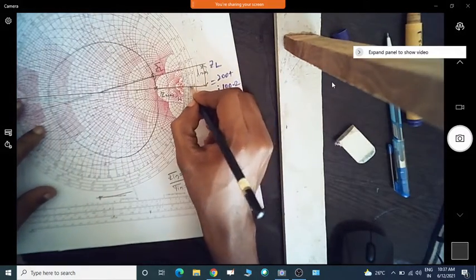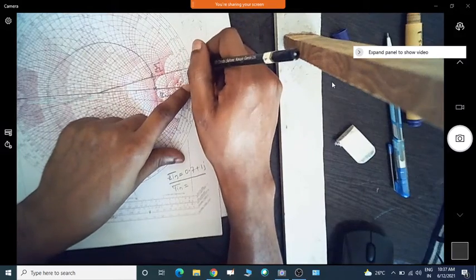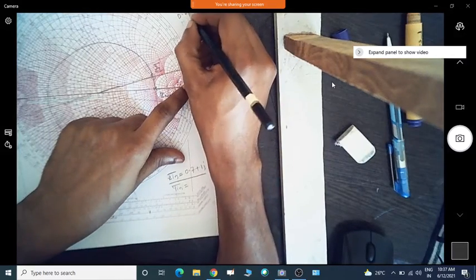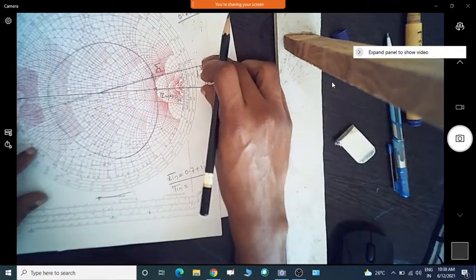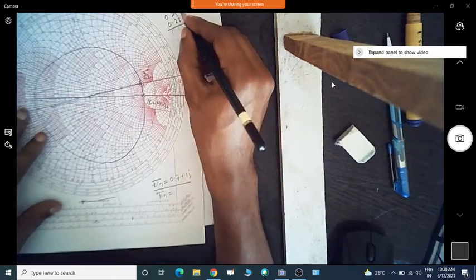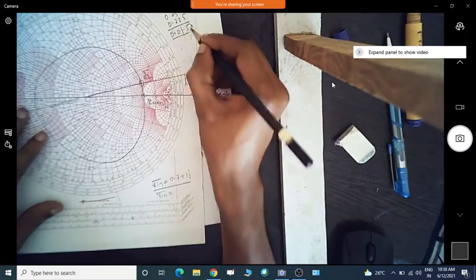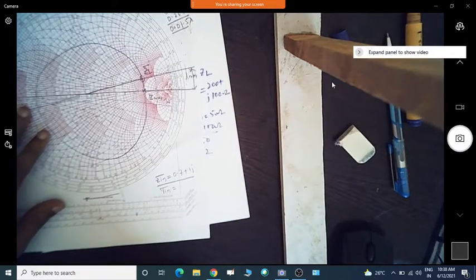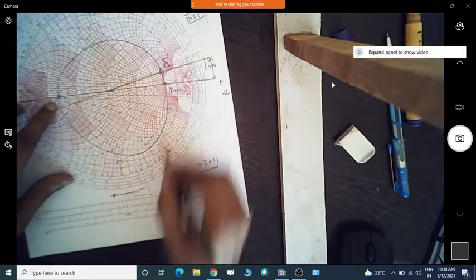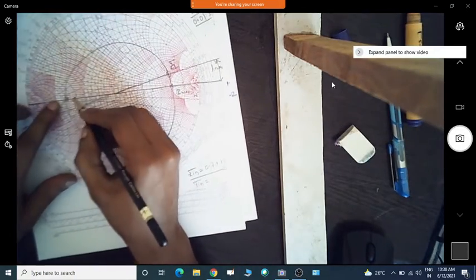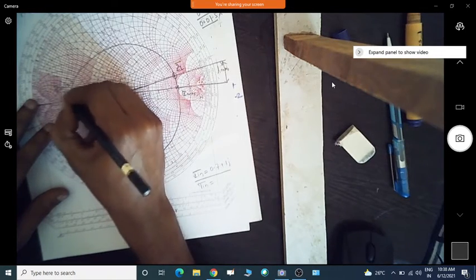Now we can take 0.25 minus 0.235. If you subtract this value from this value, you will get the L max value, that is 0.015 lambda. Similarly, you can find out Z minimum here, exactly lambda by 4 distance away, where it meets the real axis. That is Z minimum normalized.